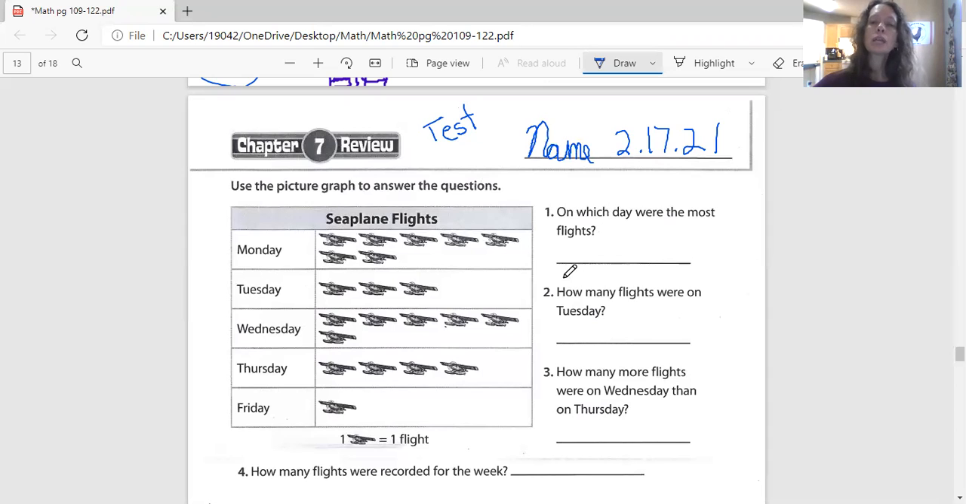And number two says, how many flights were on Tuesday? Okay, we're just counting Tuesday. I see Tuesday over here. I can look at this word, and they match. And it wants to know how many flights were on Tuesday. You're going to count that number and put the answer right here.